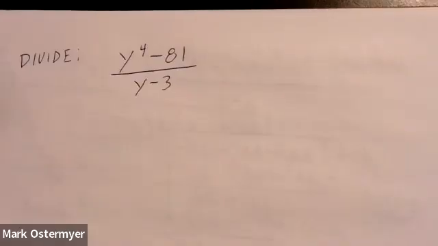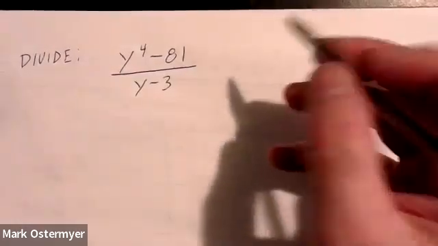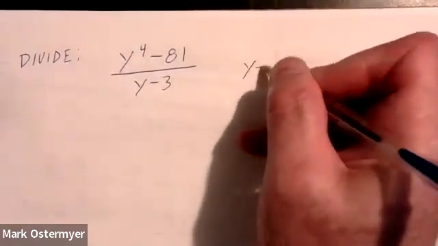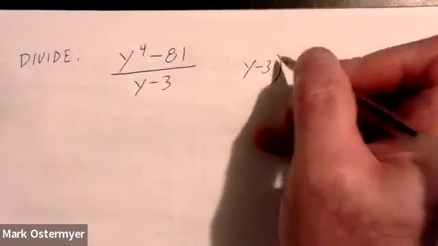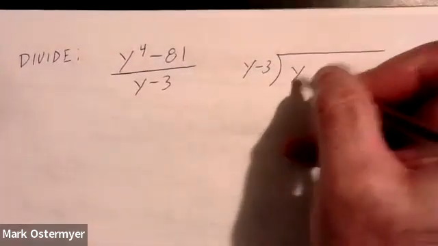All right, ladies and gentlemen, we're going to try to divide y to the 4th minus 81 by y minus 3, this binomial y minus 3. All right, now here we go. We're going to try long polynomial division here. I'm going to put my y minus 3 outside. It's my divisor, and my dividend is going to slip underneath here.